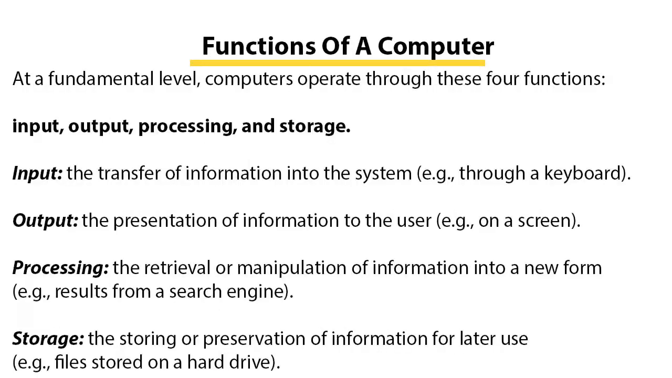then you have your functions of computer. Okay, so talking about the functions of computer, at a fundamental level, computers operate through these 4 functions. So what are the 4 functions that a computer performs at the basic level? That is your input, output, processing and storage. So let's see input, the transfer of information into the system. Input is the transfer of the information into the system through keyboard or can be mouse also.